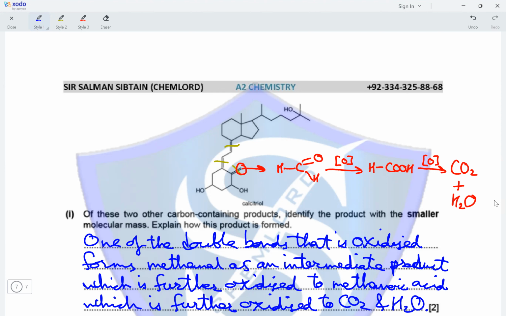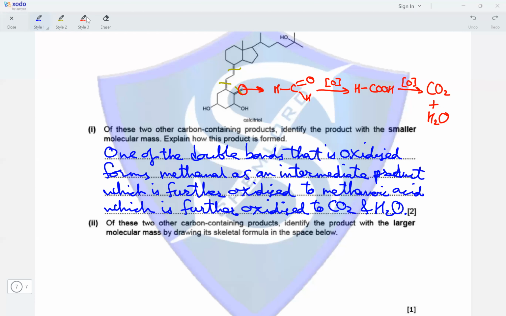So basically, we have written down the reaction path taken by the carbon atom that undergoes oxidation on reaction with hot concentrated acidified KMnO4, forming methanal, forming methanoic acid, and finally forming CO2. Of these two other carbon-containing products, identify the product with the larger molecular mass by drawing its skeletal formula. We have seen one of the bonds forming CO2. The other bond that is broken in between forms compound X, and the double bond at the top, when it is broken, results in the formation of the third product, and we need to draw its skeletal formula.